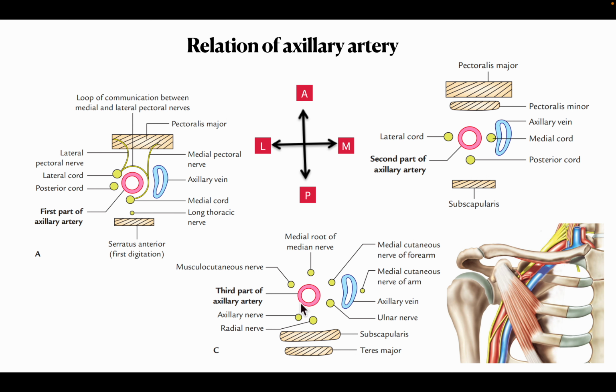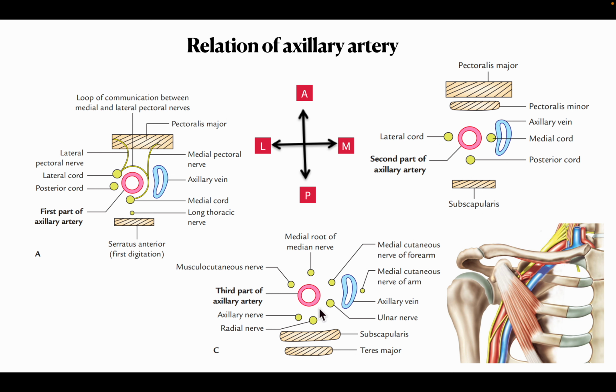Now let's know the relations of the axillary artery in the third part. In the anterior aspect, we have the medial root of the median nerve. On the back side, or in the posterior aspect, the posterior cord will give the branches known as the axillary nerve and the radial nerve. That's why the axillary nerve and the radial nerve, as well as the subscapularis and teres major muscles, form the posterior relation of the axillary artery.